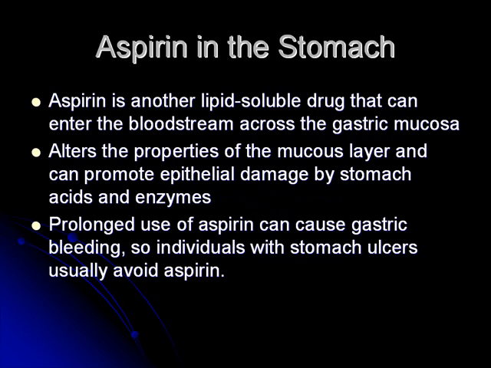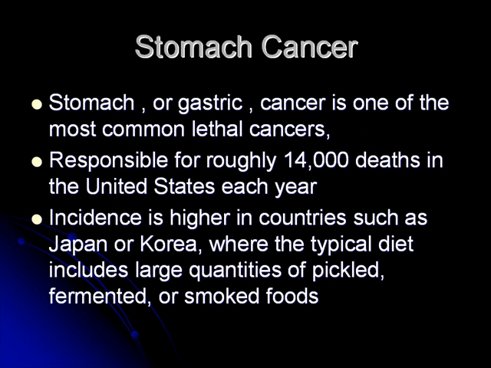Aspirin in the stomach. Aspirin is also a lipid soluble drug, and we talked about lipid solubility when we talked about the oral cavity and the ability of nitroglycerin, which is also a lipid soluble drug, to absorb under the tongue through the mucosal lining and the blood vessels there in the mouth. So, as we see, aspirin is another lipid soluble drug that can enter into the bloodstream across the gastric mucosa. It alters the property of the mucus layer and can promote epithelial damage by stomach acids and enzymes. Prolonged use of aspirin can cause gastric bleeding, so individuals with stomach ulcers usually avoid aspirin.